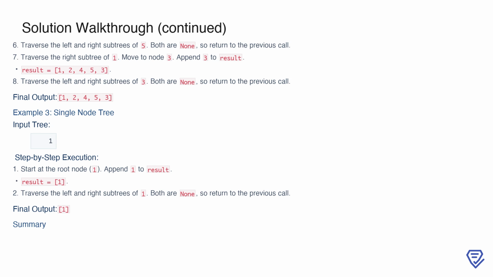Additionally, let's consider example 3, which is a single node tree with just a root node, 1. Starting at the root, we append its value to the result, so the result becomes 1. Since the root has no children, the traversal ends here. The final output for this example is 1.